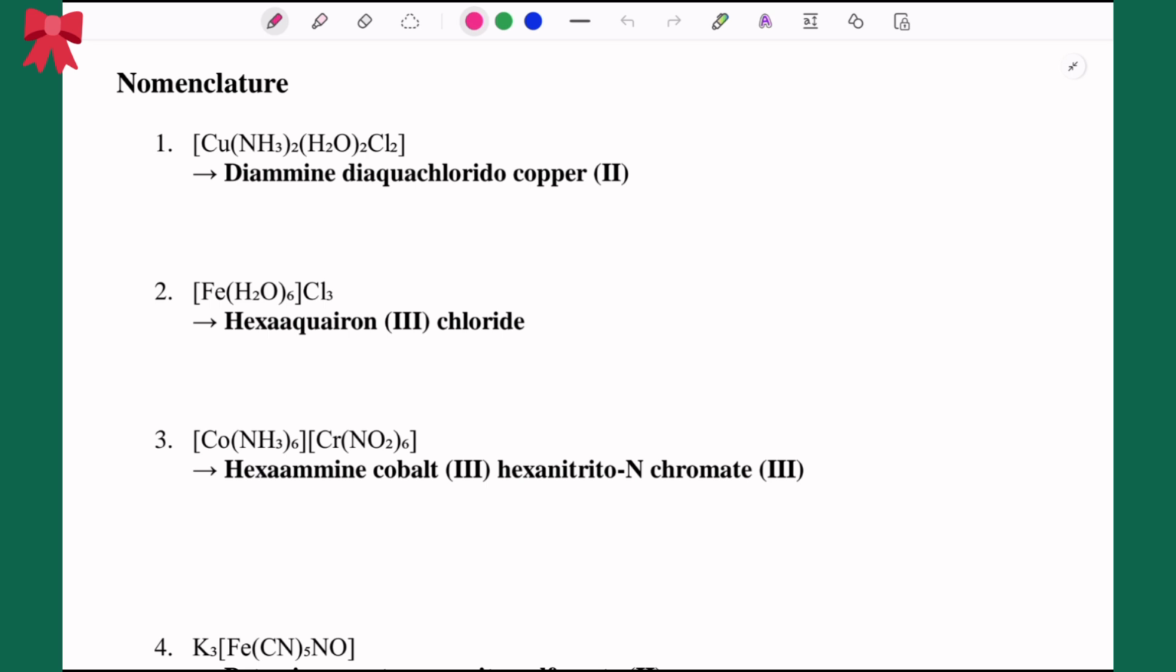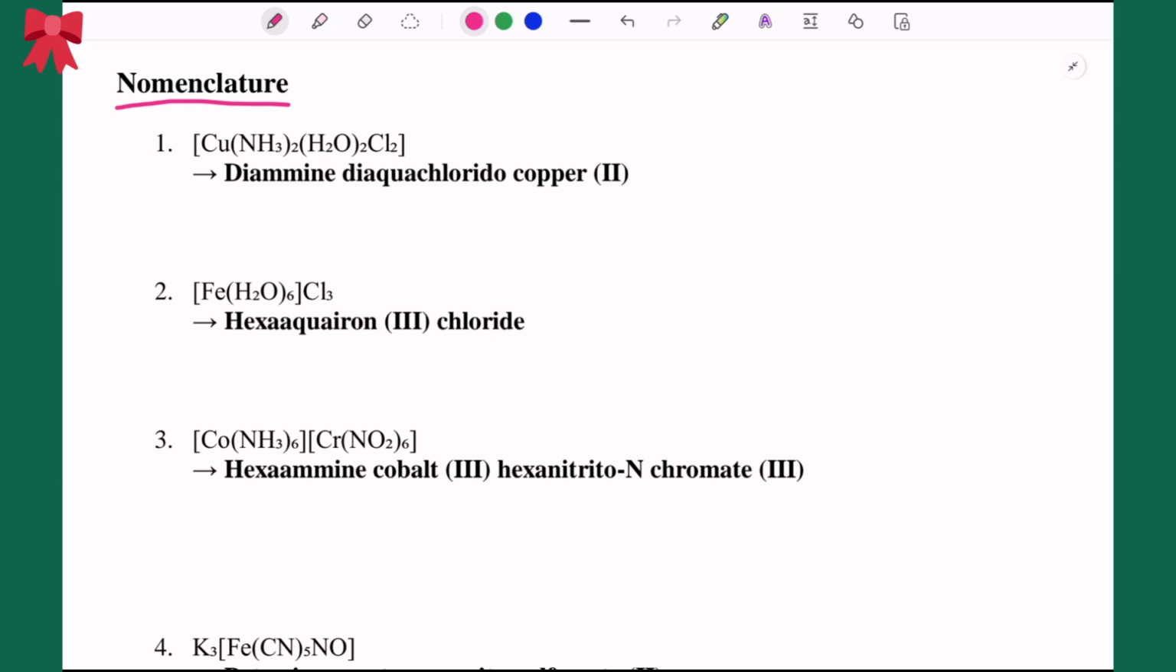Now, the topic which we are going to discuss today is going to be important for 1 mark question in the CBSE board examination class 12th. Let us understand how to do the nomenclature of compounds, coordination compounds. Nomenclature means naming the compounds.